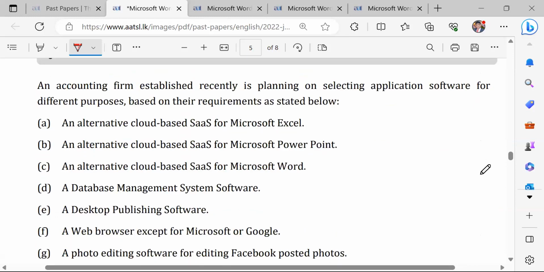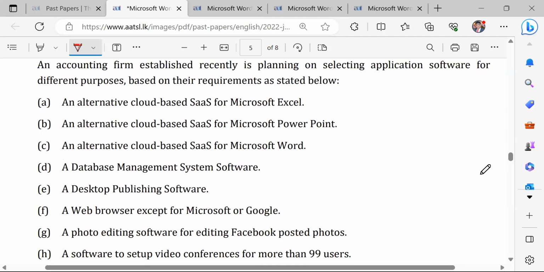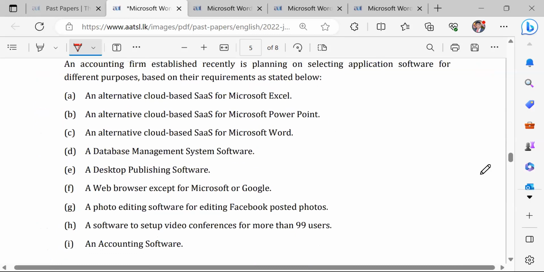Section number 3. An accounting firm established recently is planning to select some application software. Right. In 2 minutes, can you write at least one for this software? And we will share answers.